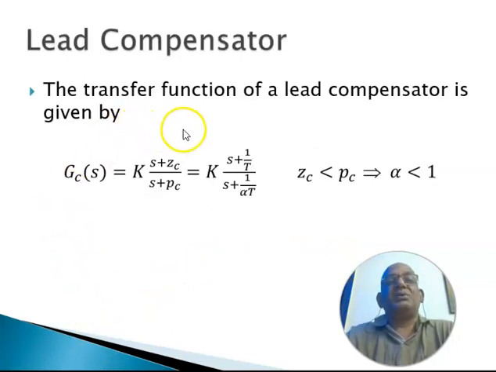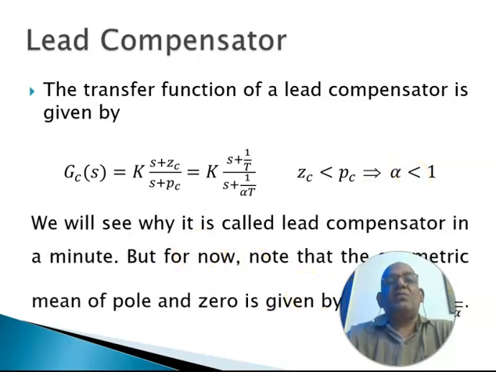The transfer function of a lead compensator is given by K into (s plus zc), the zero of the compensator, over (s plus the pole of the compensator). The zero of the compensator we take as 1 over T, and the pole of the compensator we take as 1 over alpha T, with alpha less than 1.